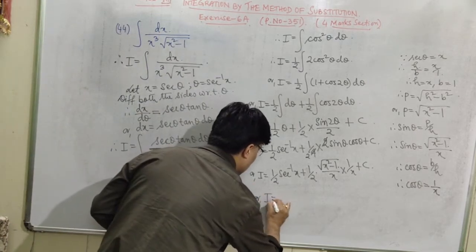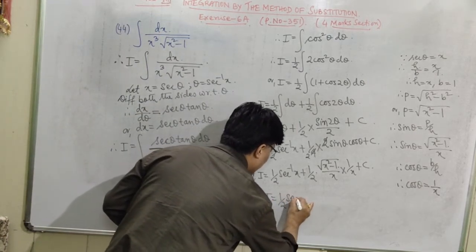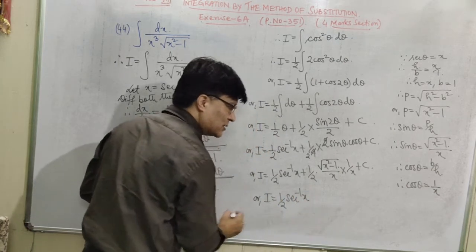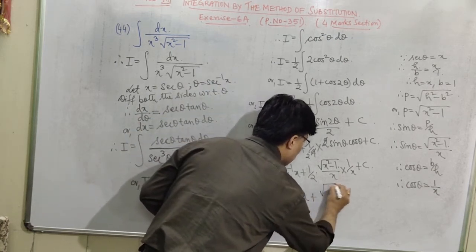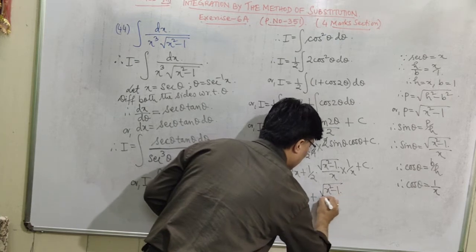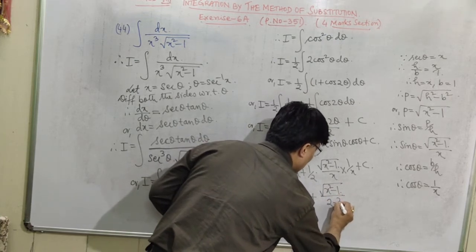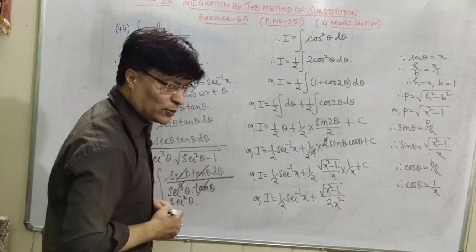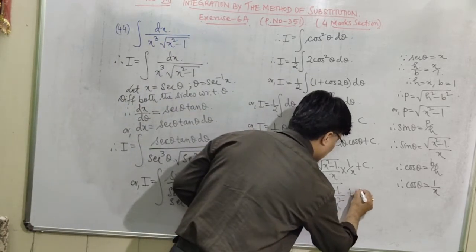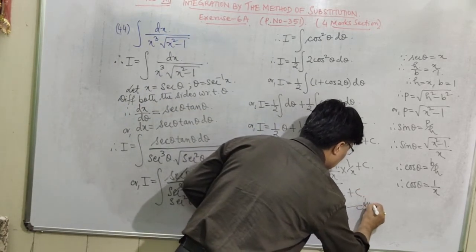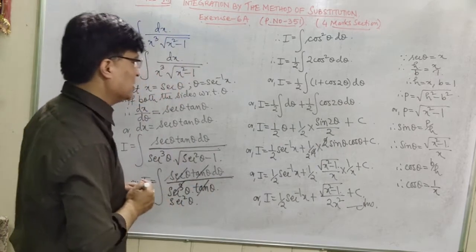Or I is equal to half sec inverse x plus root over x square minus 1 divided by 2 into x is x square. Then you can write plus c. So this is the final answer.